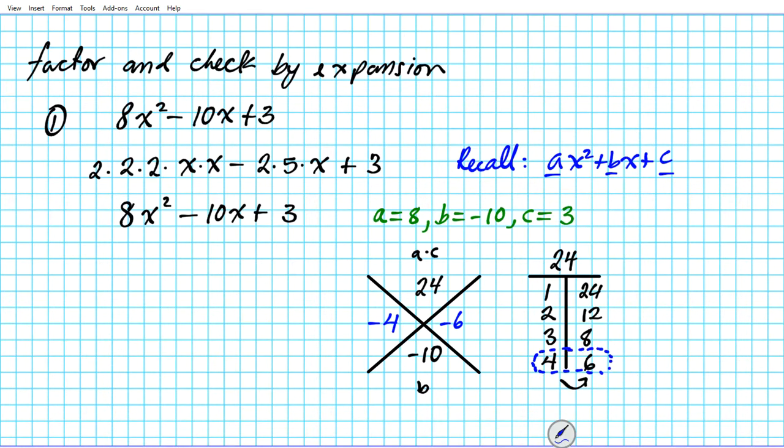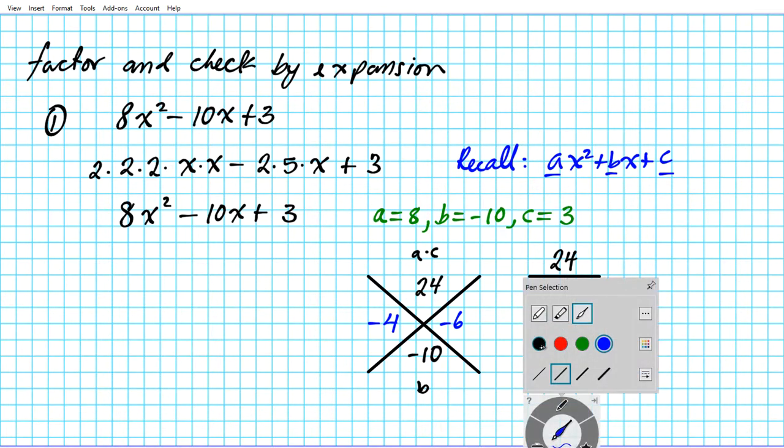Okay. Now we're going to factor by grouping. So let's go back to this quadratic trinomial. We're going to take out the middle term, negative 10x, and replace it with these two numbers, negative 4x minus 6x plus 3.